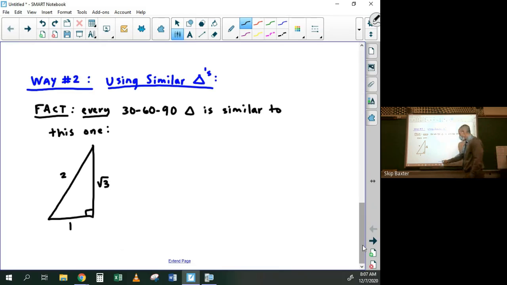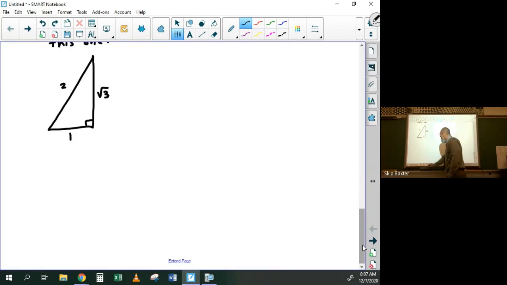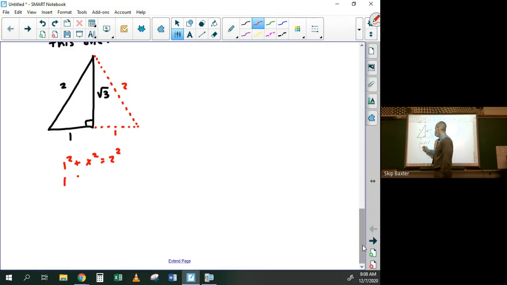And again, the way that I got those side lengths is I thought of this triangle as being half of an equilateral triangle. So if that's 2, these sides are both 1, and then I just did the Pythagorean theorem to get that length. 1 squared plus x squared equals 2 squared. So this is 1 plus x squared equals 4. X squared is 3, and x is the square root of 3. So that's where those side lengths came from.